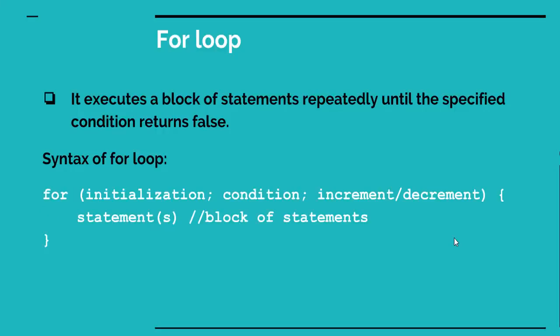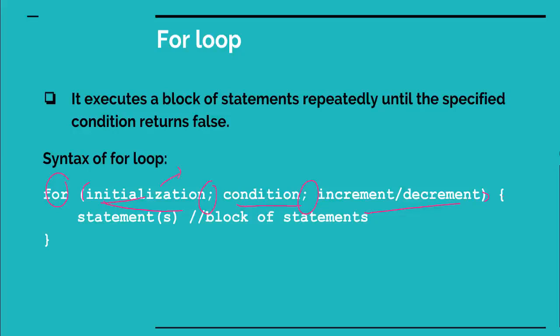A for loop is a kind of loop which executes a block of statements repeatedly until a particular condition returns false. As for the syntax, you will have the for keyword, then circular braces, and the for is divided into three parts: initialization, a condition, and then an increment or decrement. These are separated by the semicolons.